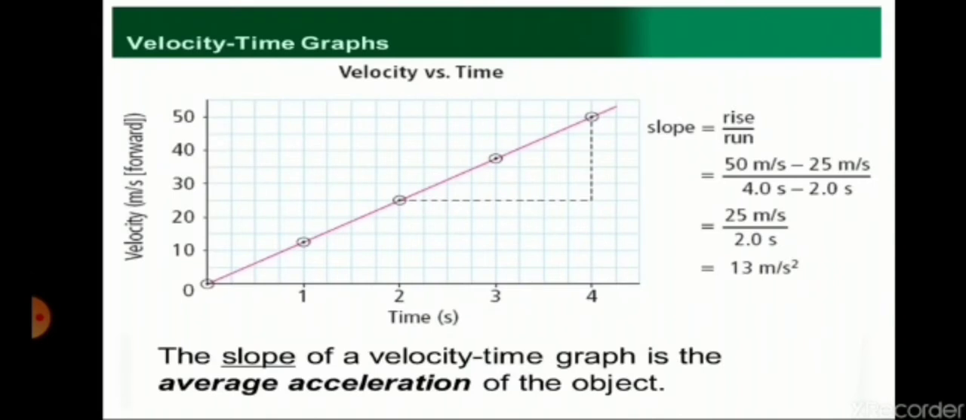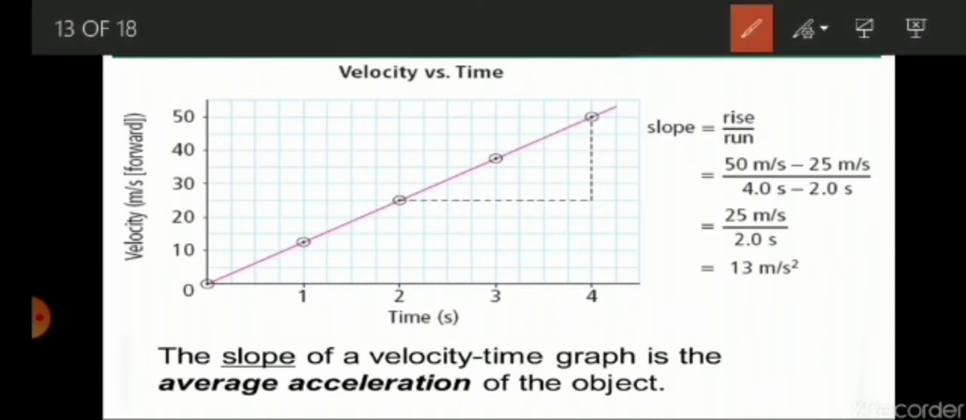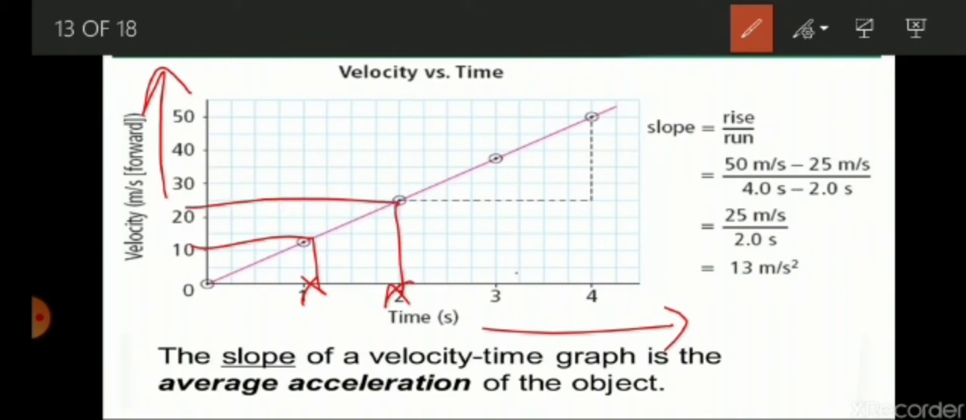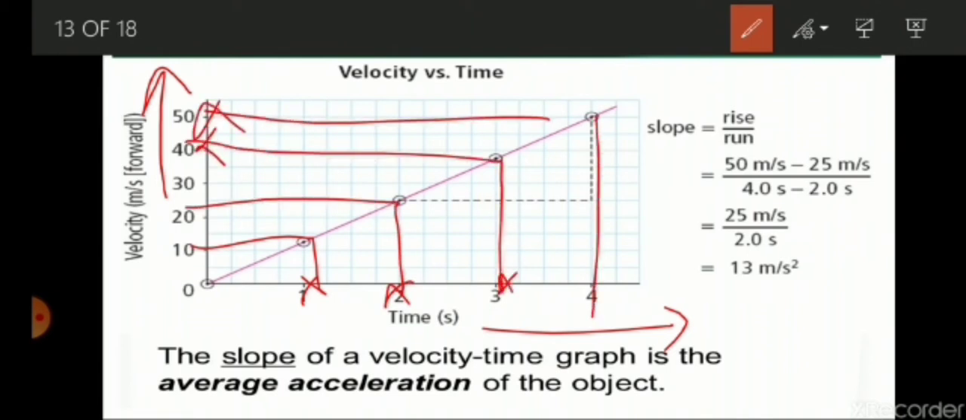Then velocity time graph. Again, time on the x-axis, velocity on the y-axis, and we will plot the velocity corresponding to this time. When we join all these points we will get a line, and this line will represent the velocity time graph.